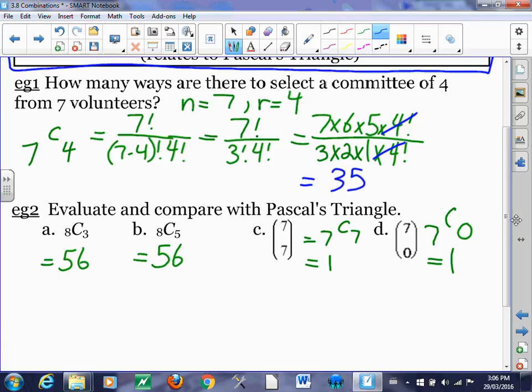So here are our answers, folks. We've got 56, 56, 1, and 1. Now what I want you to do is look for those numbers in your Pascal's triangle. So let's relate this now to Pascal's triangle.